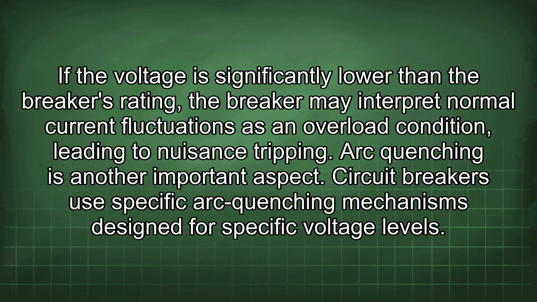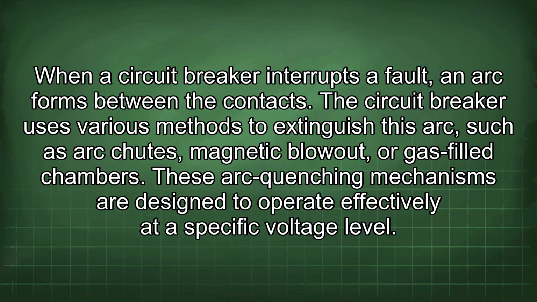Arc quenching is another important aspect. Circuit breakers use specific arc quenching mechanisms designed for specific voltage levels. When a circuit breaker interrupts a fault, an arc forms between the contacts. The circuit breaker uses various methods to extinguish this arc, such as arc chutes, magnetic blowout, or gas-filled chambers. These arc quenching mechanisms are designed to operate effectively at a specific voltage level.